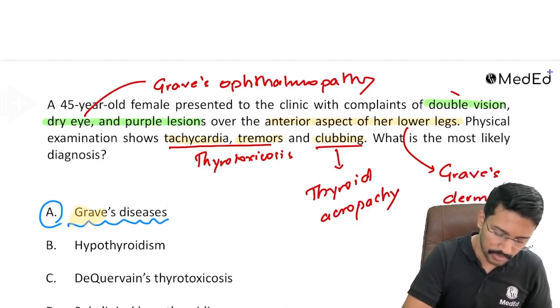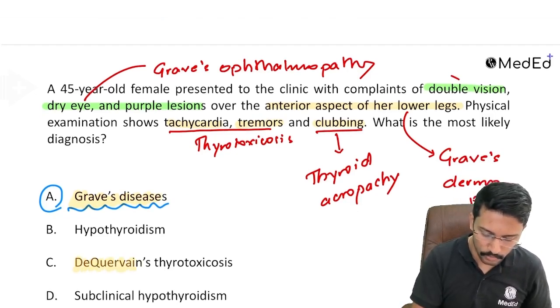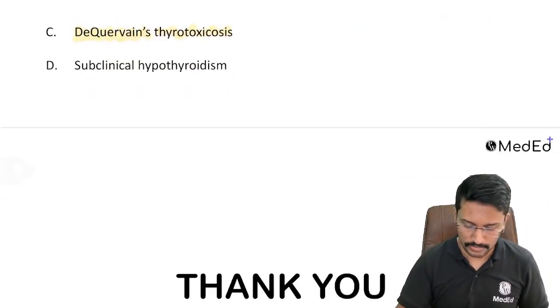So that is why option A is the correct answer. This cannot even be the thyrotoxic phase of de Quervain's. It has to be Graves disease whenever there is involvement of the eye. So the answer is clear, option A.